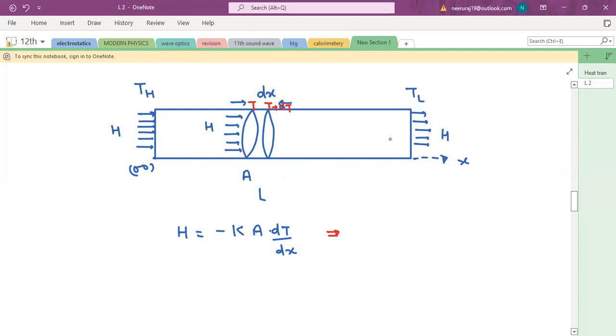So here H is constant. What we need to do is take H into dx on one side and minus KA into dT on the other side. Let's integrate this. When x equals to 0, that is this side, the temperature is T high, and when x equals to L, that is this side, the temperature is T low.